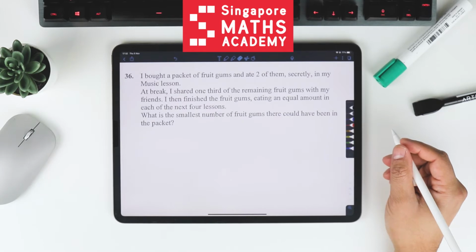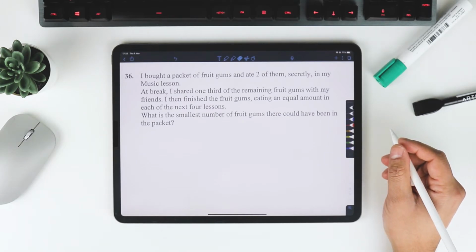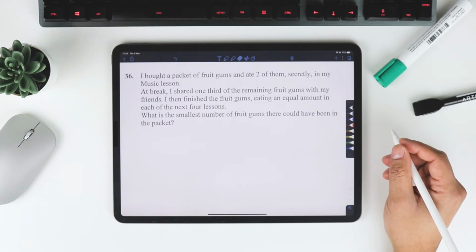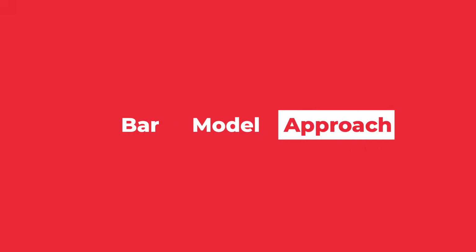This is our last question for this paper, question 36. We really like this question because it shows the power of a strategy that we are specialists in, and it's a strategy that, when children get into it, they absolutely excel at problem solving, especially with number work. So let's have a look and show you why we're so enthusiastic about one of the methods that we use, called the bar modeling approach.